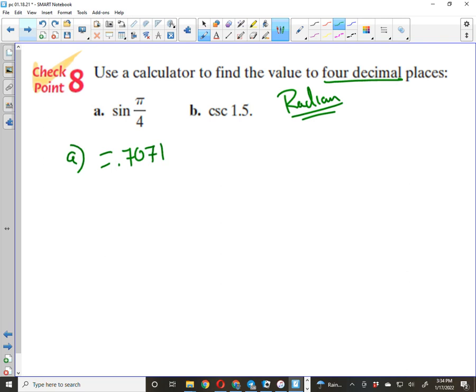For part B, there is no cosecant function, but we know that this would be 1 over the sine of 1.5, right? So 1 divided by the sine of 1.5, and these are radians, and that's going to end up being, 4 decimal places, 1.0025 as our solution.